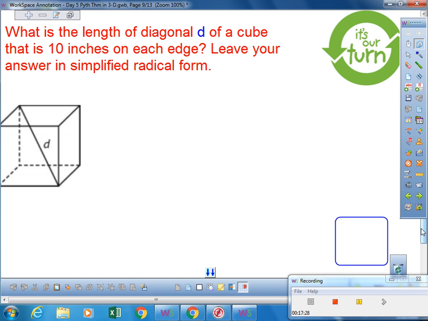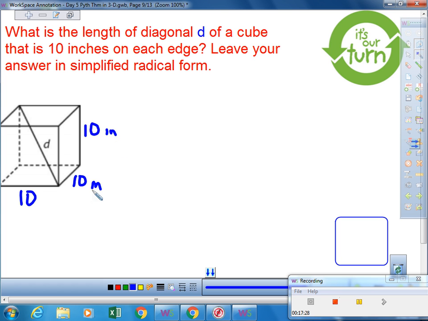Look at the next one on the back. So we're going to do this one and one more. We're going to do this one together, and then you're going to do the next one on your own. What is the length of diagonal D of a cube that is 10 inches on each side? So a cube is the same dimension. So I have 10 on the length, the width, and the height. So it's 10 inches. Now, they drew the diagonal, but they didn't draw the other one. So you need to find this one first.